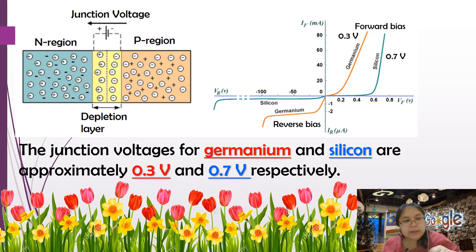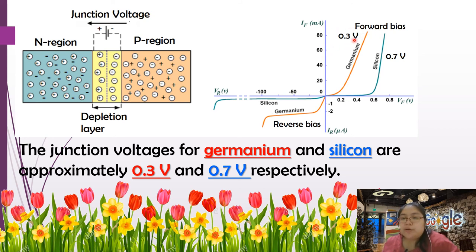Okay, now we're going to see the junction voltage. If you go over, that means you can go. Now we're going to see the rules. Here is a depletion layer. Inside the depletion layer, there is a junction voltage. Now we see the junction voltage for germanium and silicon. Let's see the graph. For germanium, the orange one, there's 0.3 volt. To pass through the junction voltage for germanium, you must go over 0.3.